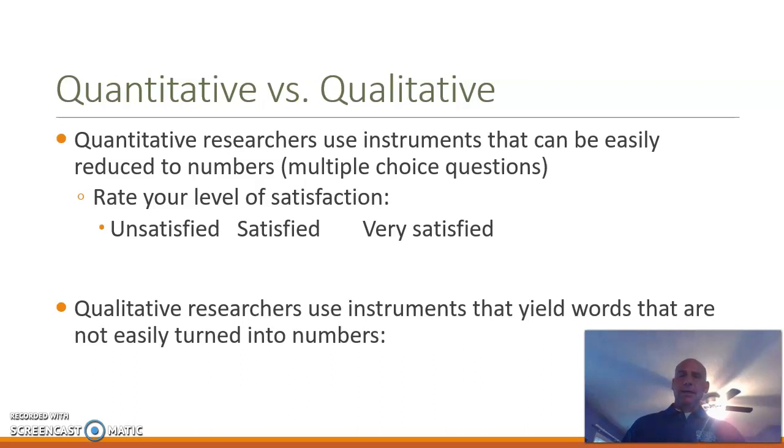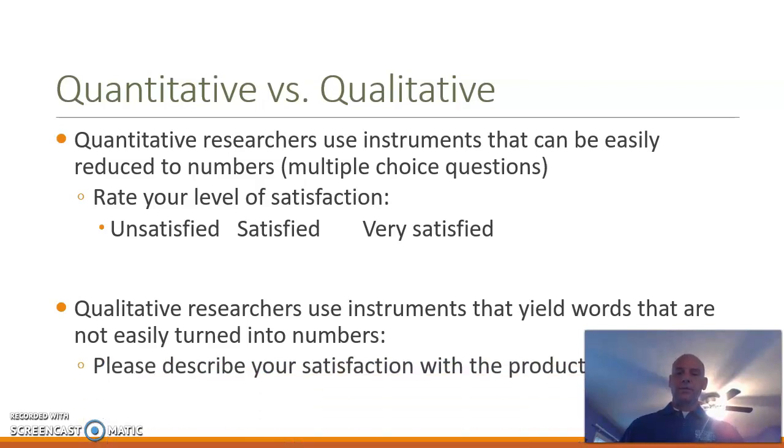Qualitative is while we use an instrument, but that instrument's going to yield us words, and those words aren't easily turned into numbers. We can't turn them into numbers because we're just not set up in that manner. So, please describe your satisfaction with the product. So now each individual can tell us how satisfied, unsatisfied they are, and why, and then we can look through that information and find themes, trends that come out, and then we can report those themes and trends.